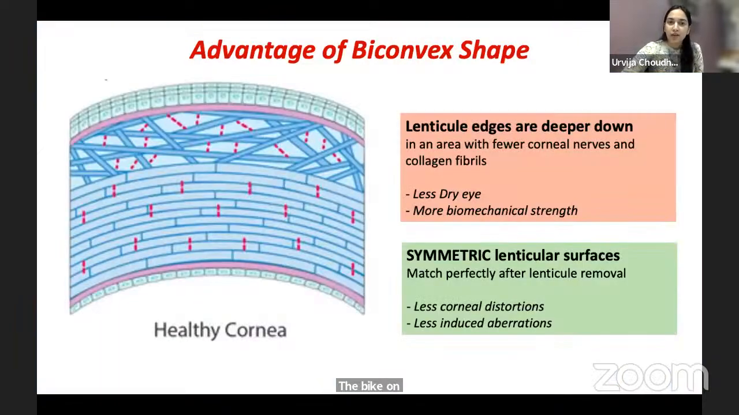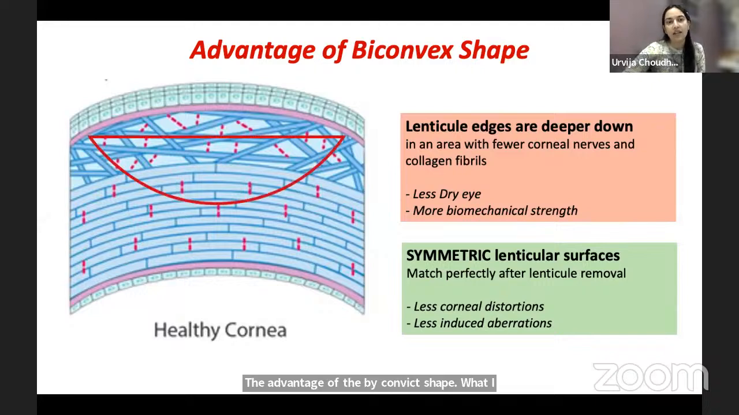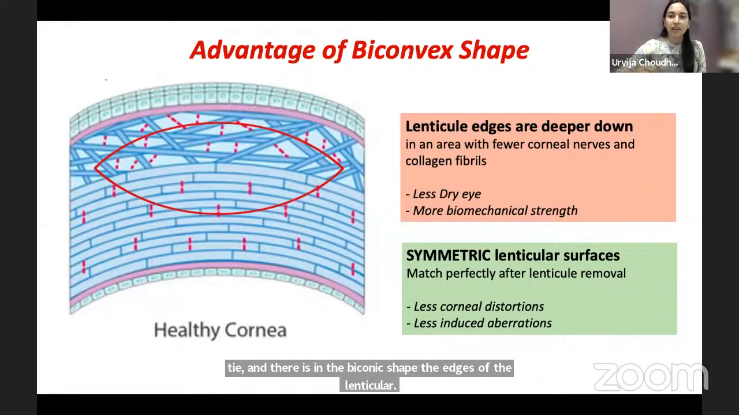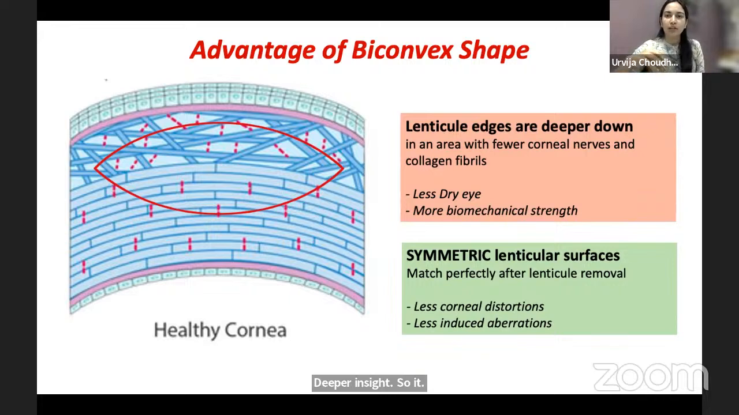The advantage of the biconvex shape, what I understand here, is that the lenticule edges, as seen in the Smile procedure, Clear procedures, are quite high, whereas in the biconvex shape, the edges of the lenticule are deeper inside. So it is not in the area where the corneal nerve density is higher. So it's not interacting with so much of corneal nerves as in the planoconvex surface. So it would give a lesser dry eye, more biomechanical spread.